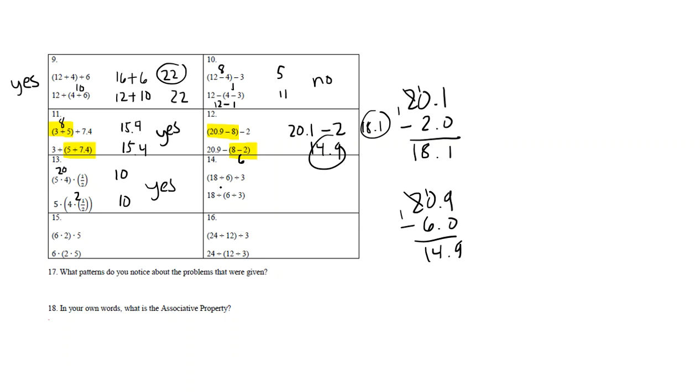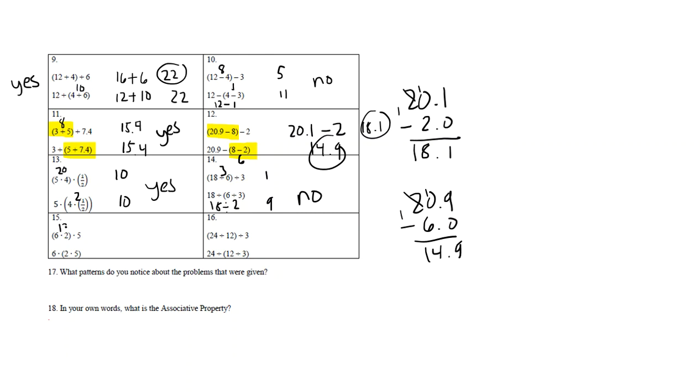Let's look at division. 18 divided by 6 is 3. 3 divided by 3 is 1. Or 6 divided by 3 is 2. And 18 divided by 2 is 9. Not equivalent. Let's look at 15.